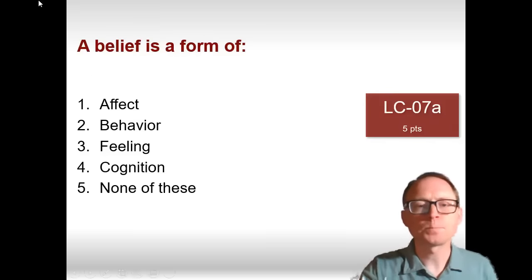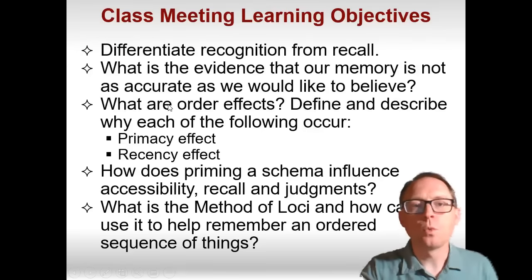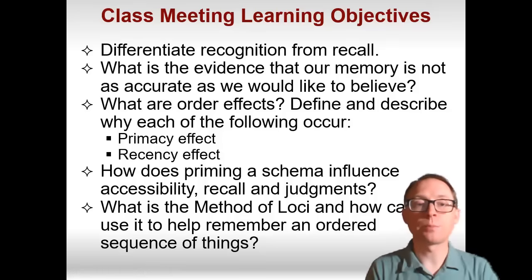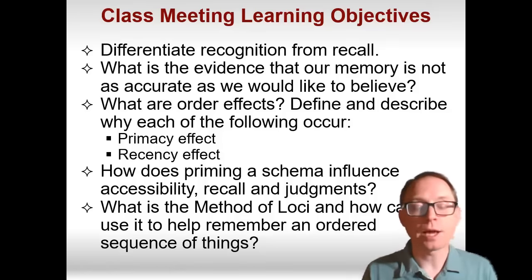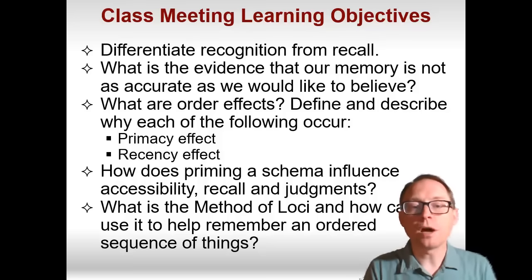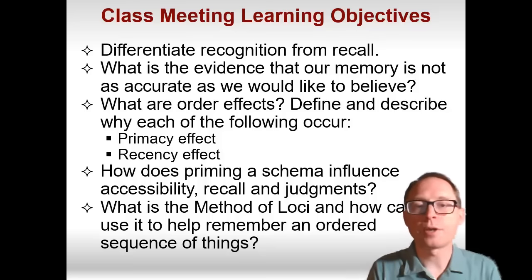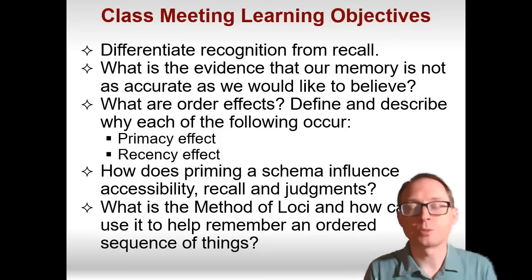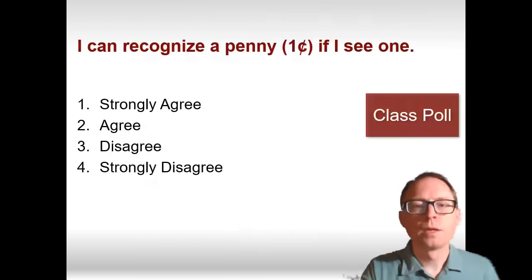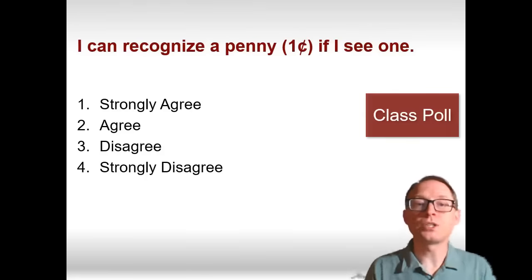So today, we are going to differentiate recognition from recall, specifically when we discuss memory and ideas of memory, how it is good and accurate, how it's not. And that includes ideas of order effects. Then later on, we're going to talk a little bit about priming and schemas and the method of loci. So we've seen some of that is going to happen in the second half of this particular chapter. So let's go ahead and begin with this basic question.